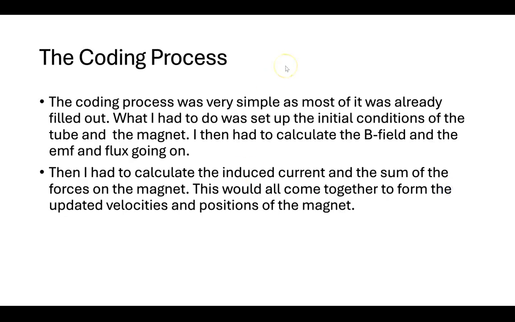So the coding process was very simple, as most of it was already filled out. What I had to do was set up initial conditions of the tube and the magnet. I then had to calculate the magnetic field and the EMF and flux going on. Then I had to calculate the induced current and the sum of the forces on the magnet. This would all come together to form the updated velocities and positions of the magnet.